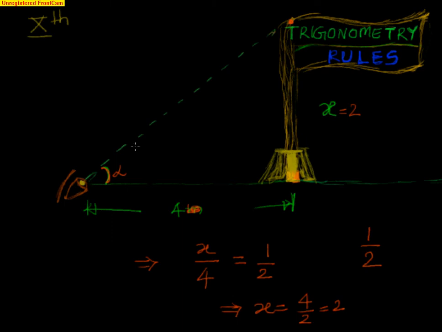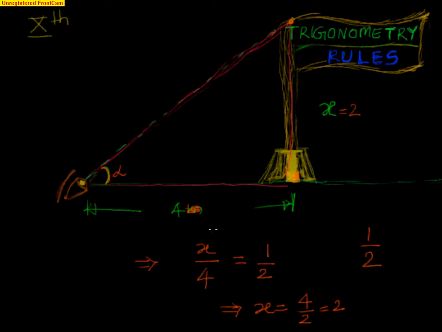If I look at the height of the tower, I observe that I am creating a right angle triangle. This is the right angle triangle that I am creating. So now I see that, okay, right angle triangle.